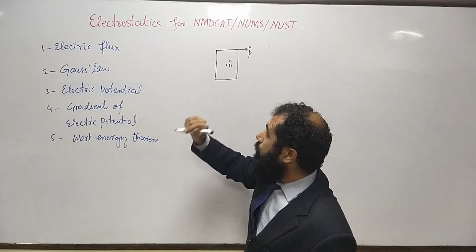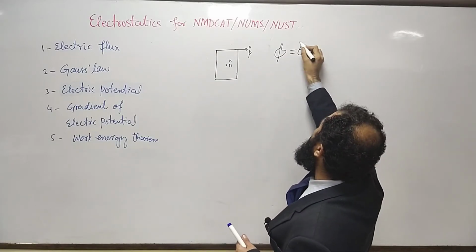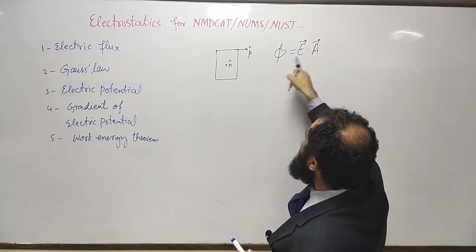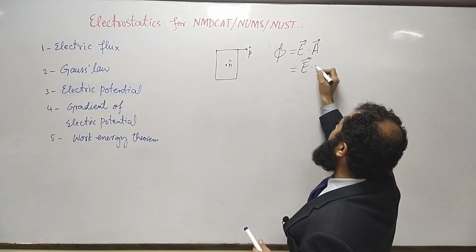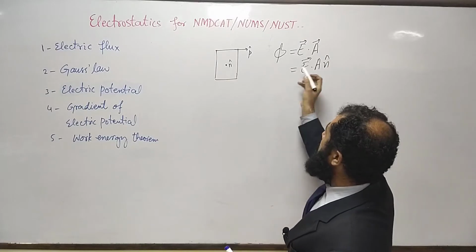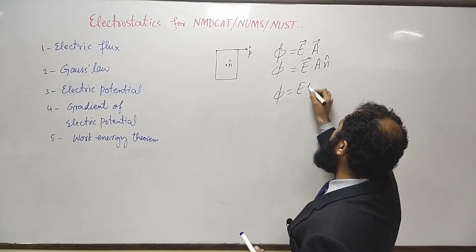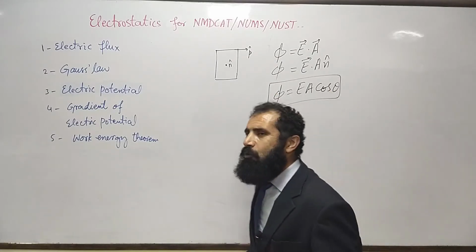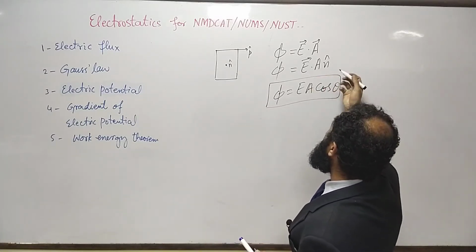So in the electric flux formula, electric flux can be mathematically represented by just the dot product of the electric field and the area vector. Here this area vector is the vector having direction normal to the plane. Then we know that the dot product can further be simplified as EA cos theta. So flux is a scalar quantity. Its unit is Newton meter square per coulomb.